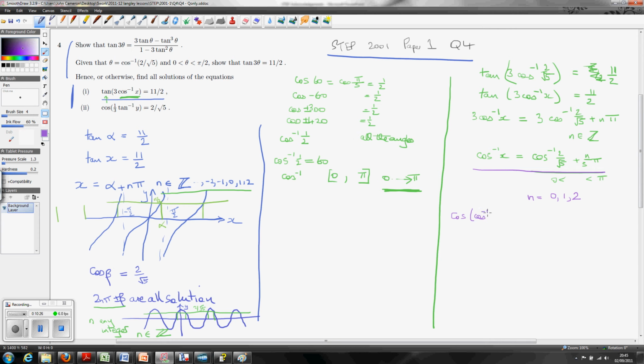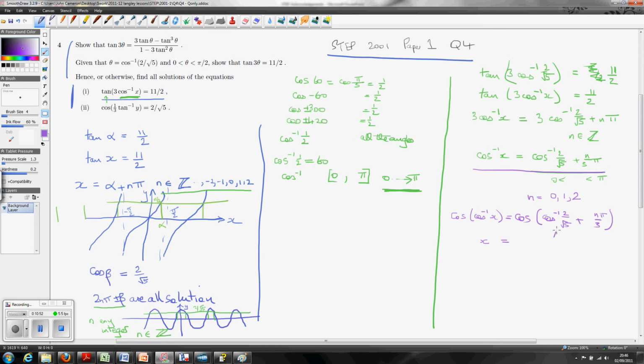So cosine of cosine to the minus 1 of x is equal to the cosine of all of this: cosine to the minus 1 of 2 over root 5 plus n pi over 3. These equations are not for the faint-hearted. It's a bit messy, but it gets simpler. Cosine of cosine to the minus 1 of anything is just x.